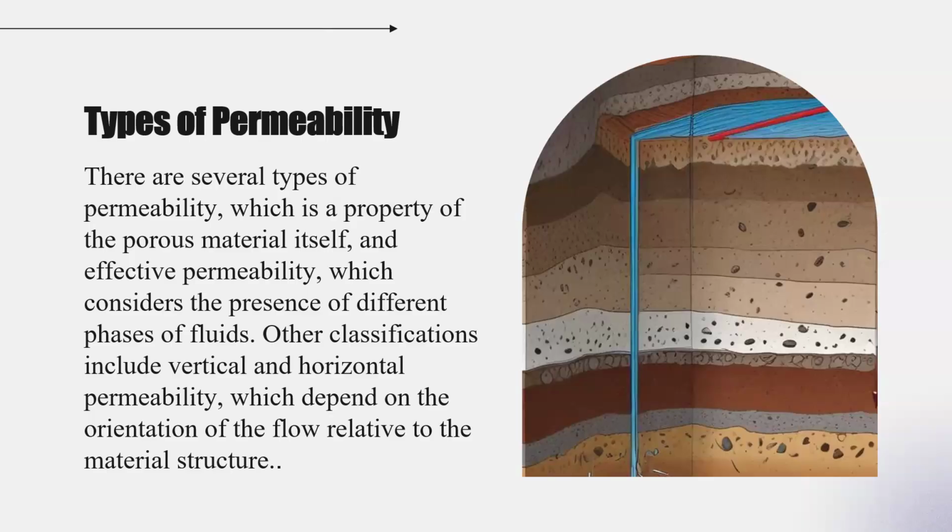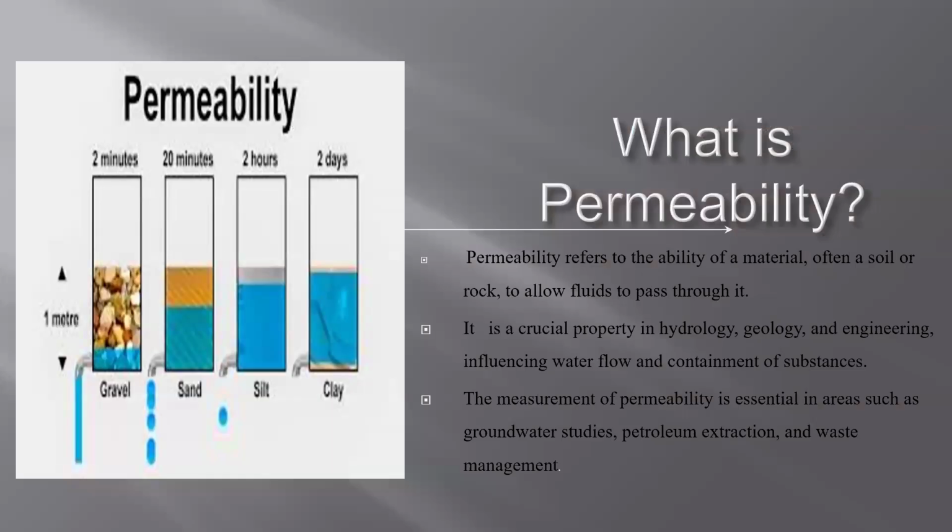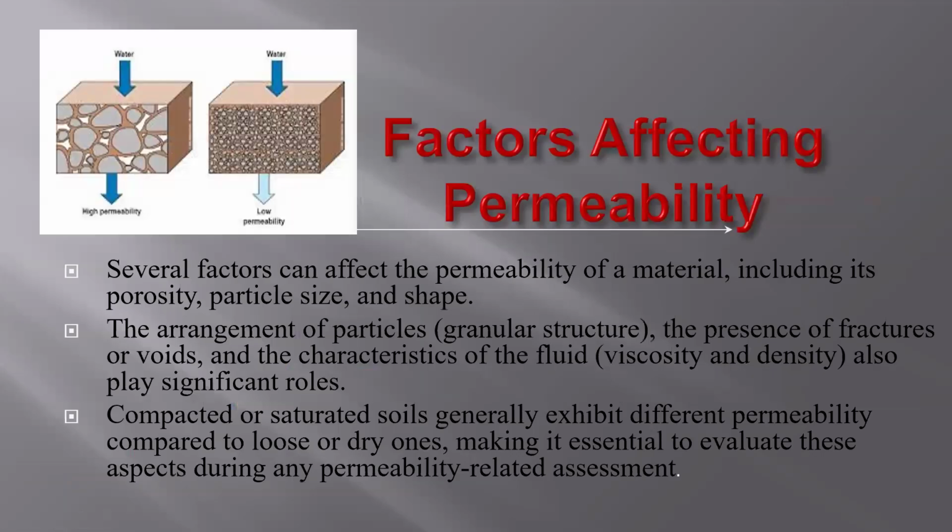It means the types of permeability depend on the material through which we are passing the water. Second is the orientation of particles. And third is the orientation of flow relative to the material structure. In the previous slide, we saw four containers which contain different particles or materials, and they also show different flow depending on the particles in the containers. These different types are shown in this picture. Next is the main factors affecting permeability.